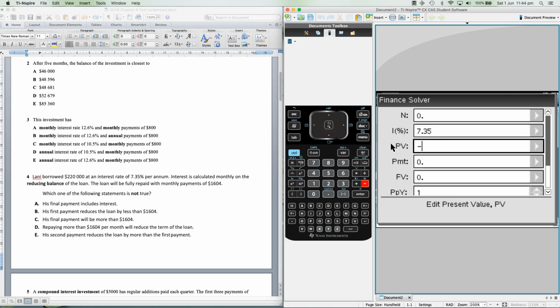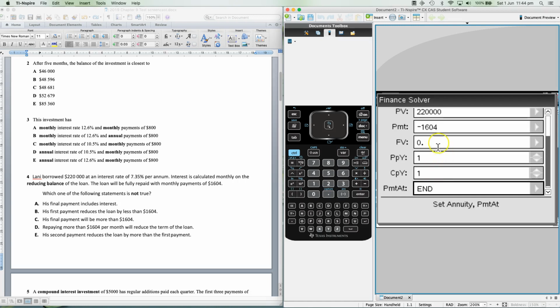The amount borrowed, sorry, that will be positive. Bank is lending me money. Okay, the payments will be negative. I'm paying those. Well, Lani is paying those. And the future value is assumed to be 0. And we have monthly compounds. Okay.